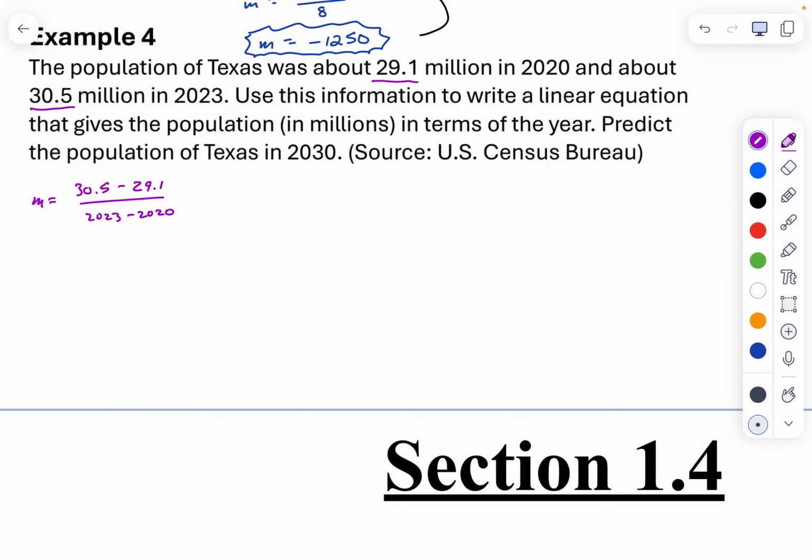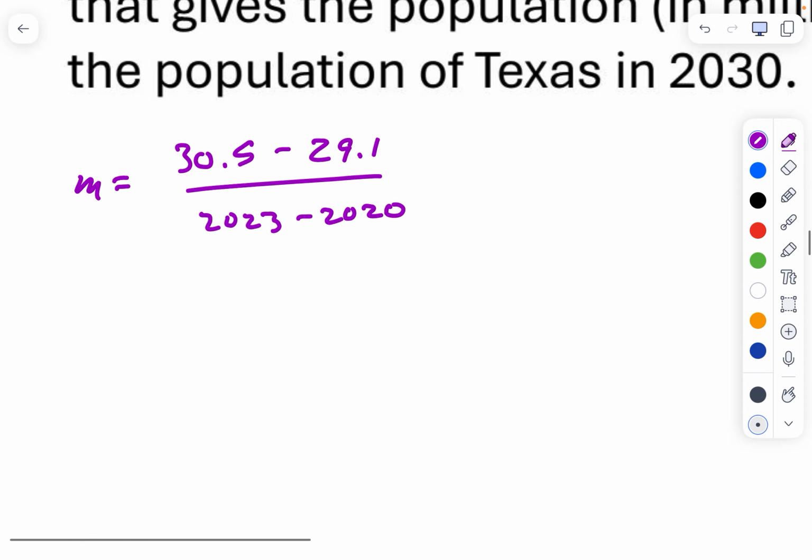So do we agree with the slope formula that I'm very sloppily writing up there? Is that making sense where this is coming from? So now if I actually do the subtraction, 30.5 minus 29.1 is going to be 1.4. 2023 minus 2000 is going to be 4.